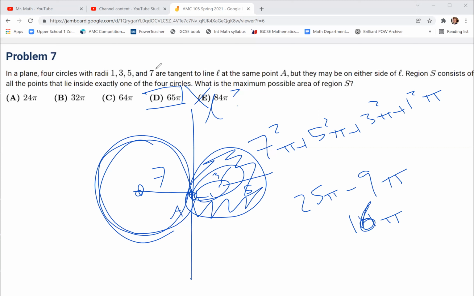And this would give you what? 49 pi. So what do we get if we add 16 pi plus 49 pi? We get 65 pi. So it is possible to get choice D, right? So sometimes using the answer choices can help you to arrive at the answer. Okay, so in that case, that was how we wanted to do it, right?